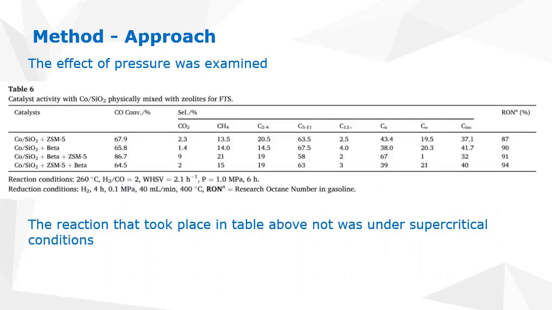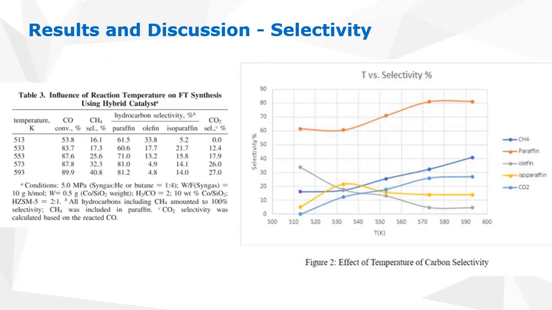Table 6 displays the effective pressure that was examined. This reaction that took place was not under supercritical conditions. Table 3 on the left displays the influence of reaction temperature on FT synthesis using hybrid catalysts. The graph on the right displays the effective temperature on carbon selectivity. It can be noted that around 533 Kelvin, the selectivity of isoparaffin is at its highest.